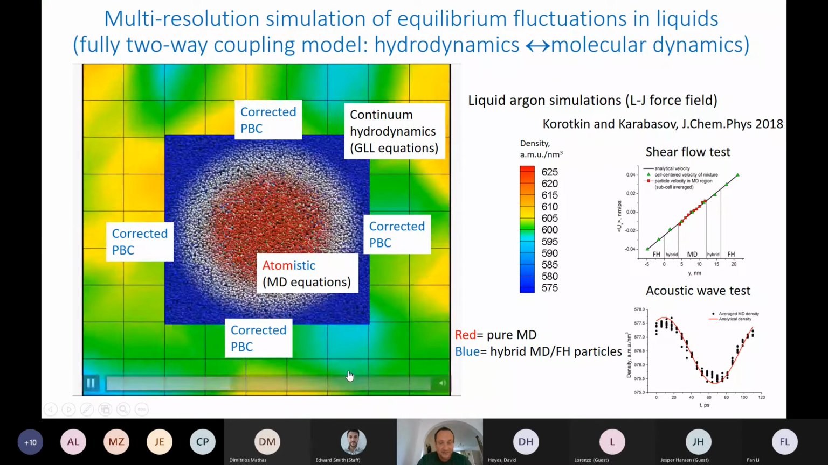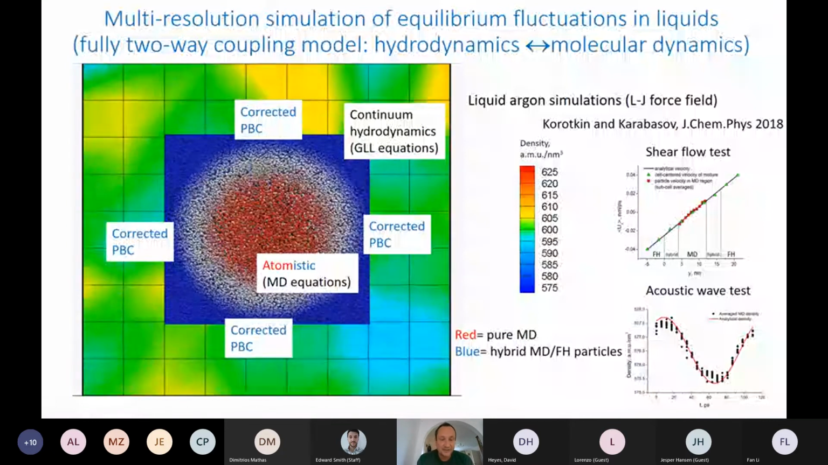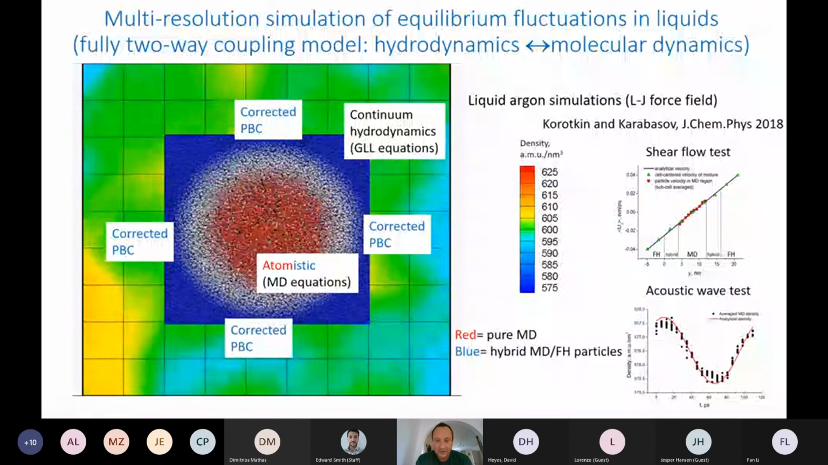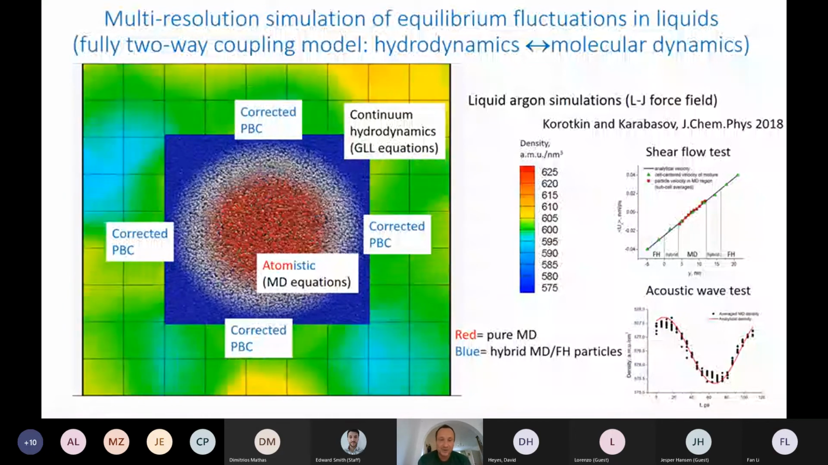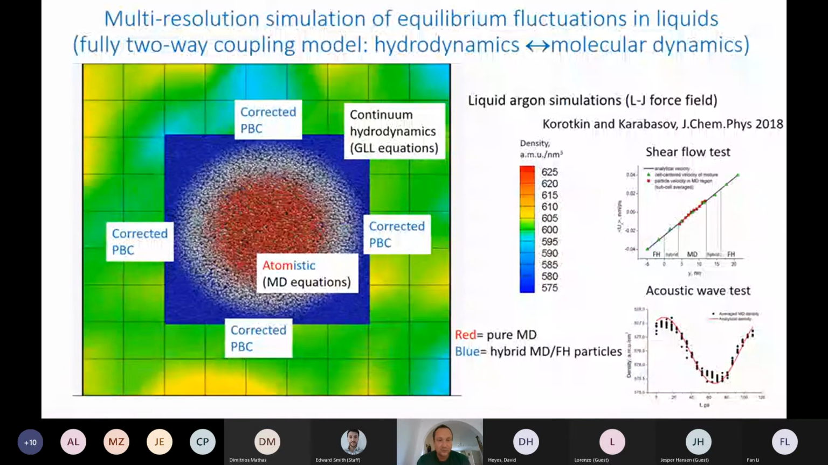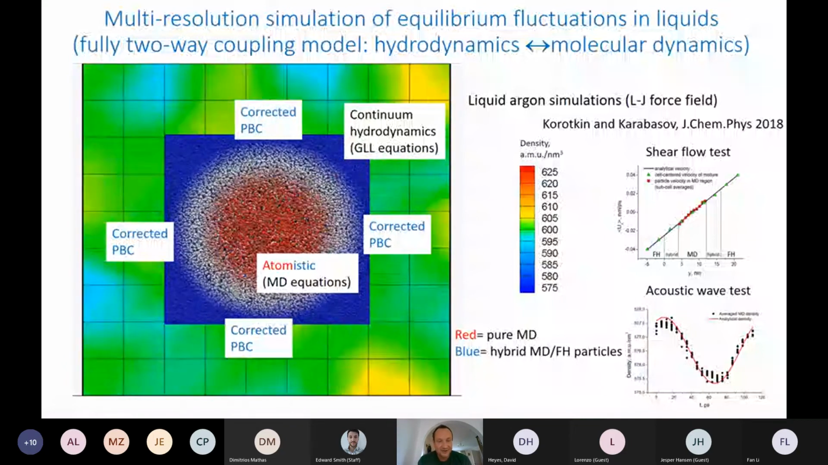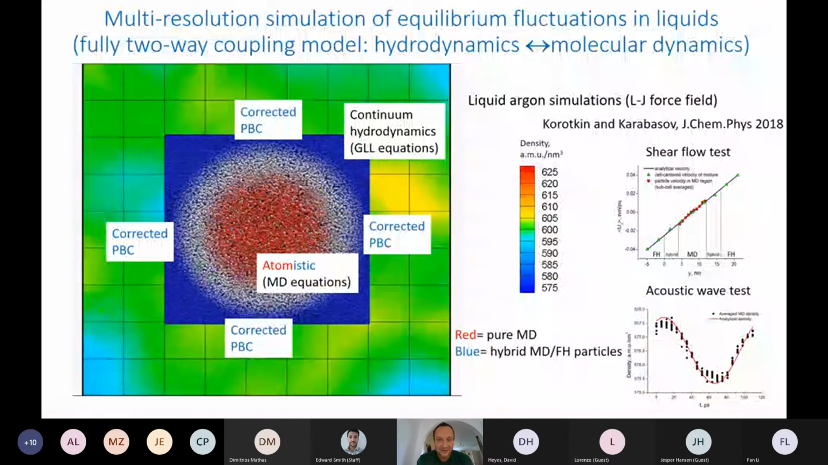I'll put an animation for the particles too. So the red in the center corresponds to the pure molecular dynamics. The blue in the corners corresponds to the hybrid domain, where S is close to 1, where the particles are driven by the hydrodynamics. Those particles can swap from one side to another via the periodic boundary conditions, because those particles are not quite atoms already. They're almost like hydrodynamic particles.